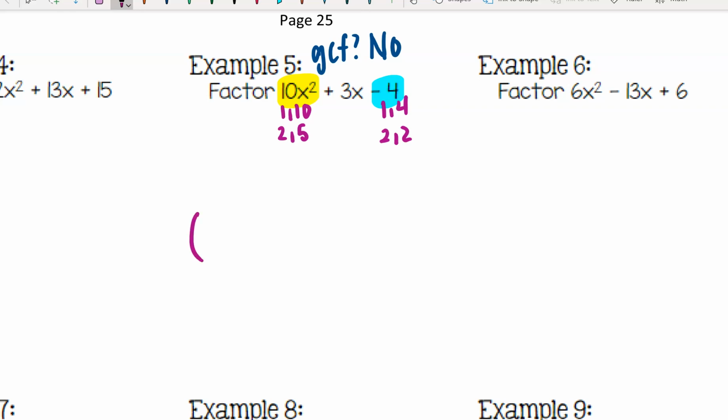So I'm going to, in my space, put my binomials. Again, my suggestion is to start with your lower ones. So I'm going to start with 2, 5. So 2x and 5x. That will always give me my first term, because I know that 5 times 2 gives me 10, and I know x times x gives me x squared.